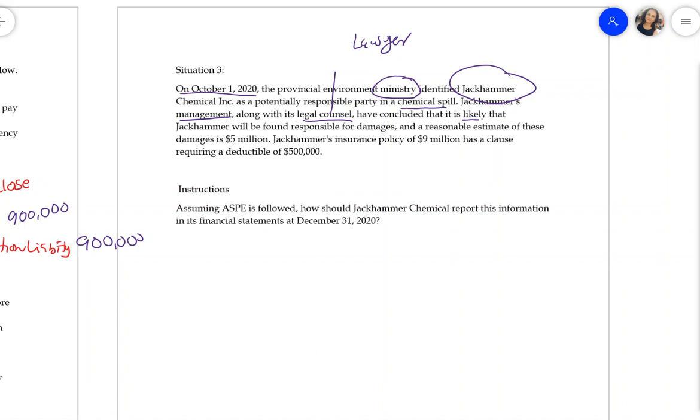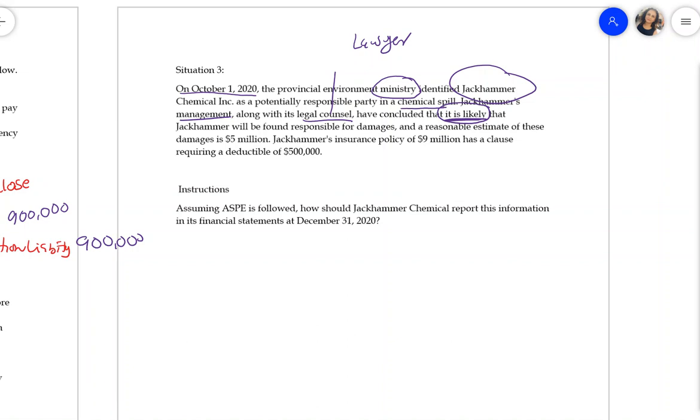it is likely. If the word is "likely," it means we're going to lose this lawsuit, or we have to pay the damage. Jackhammer will be found responsible for the damage, and a reasonable estimate of these damages is 5 million. And Jackhammer has an insurance policy. Of course, if it's a big company, every company has an insurance policy.